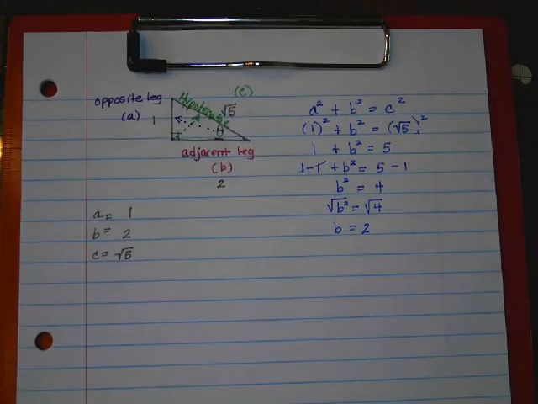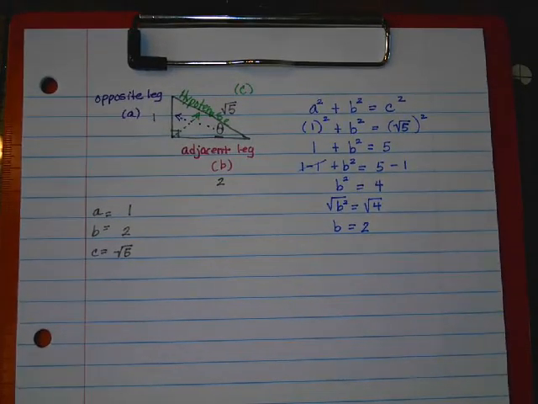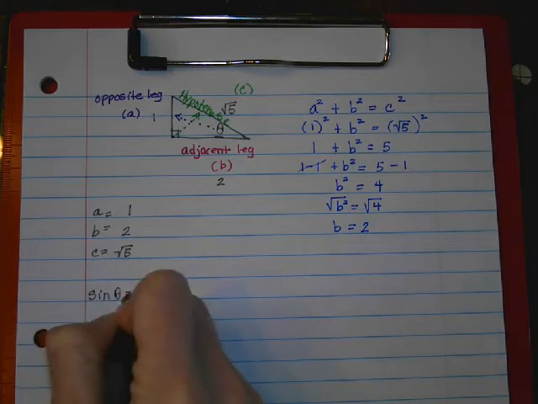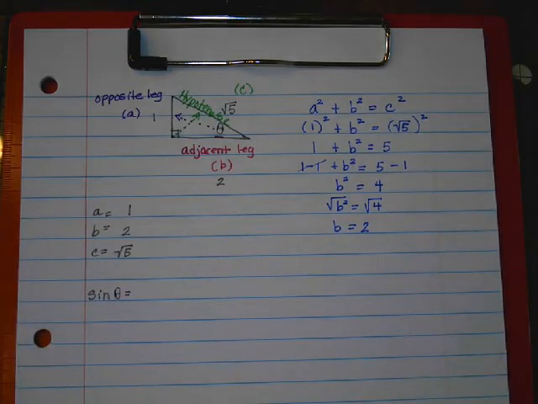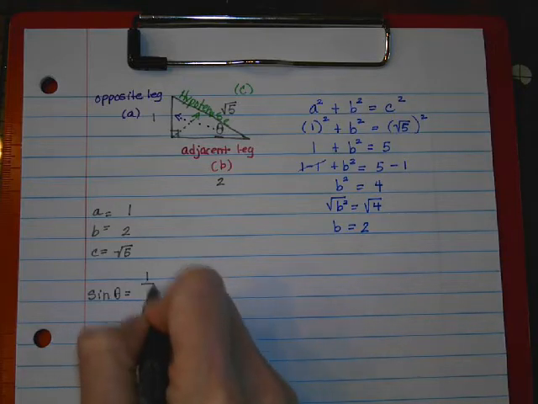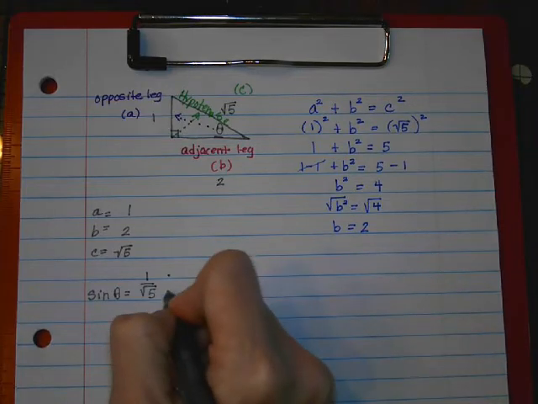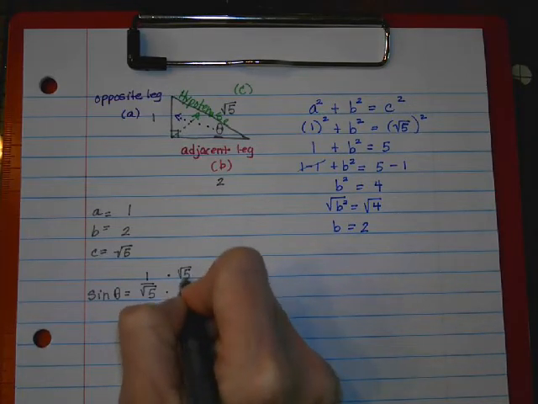So from here, we're going to start finding our sine, cosine, and tangent. So our sine of theta is the A value over the C value. So A is 1. Your C value is the square root of 5. All right, so how do we get rid of this radical in the denominator? How do we rationalize it? That's right, Abby. We go ahead and we multiply the top and the bottom by the square root of 5.